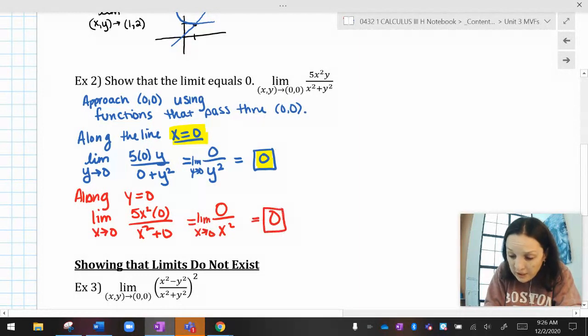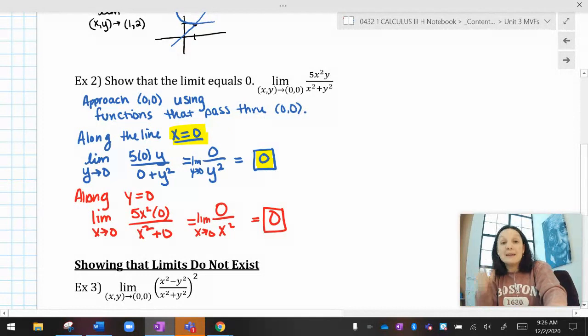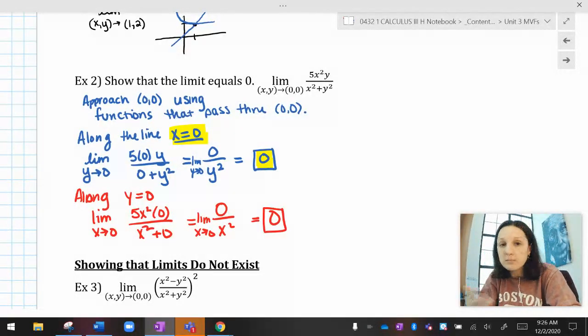And that's 0 again, because this time y is 0, x is getting there, and 0 divided by something is 0. Okay, well, does that show that the limit equals 0? No, unfortunately, it does not. I would need to approach from every single path.